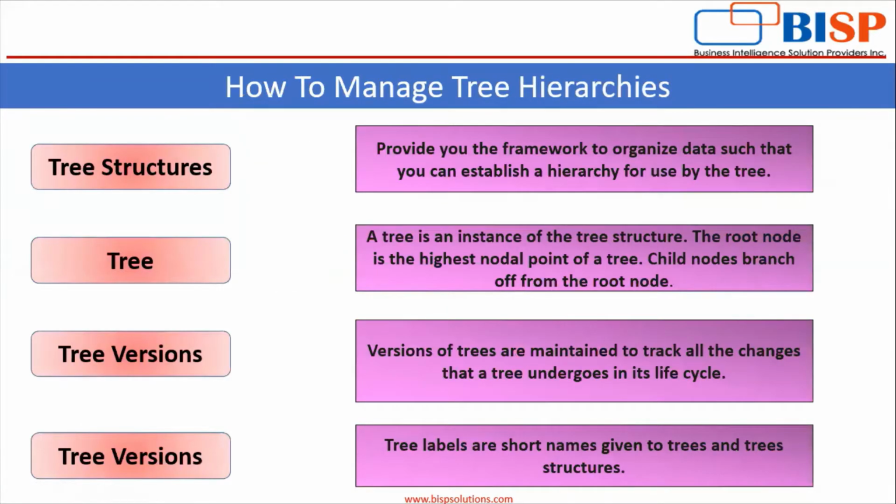Now, how to manage tree hierarchies? Tree structures provide you the framework to organize data such that you can establish a hierarchy for use by the tree. A tree is an instance of the tree structure. The root node is the highest nodal point of a tree. Child nodes branch off from the root node. Tree versions: versions of trees are maintained to track all the changes that a tree undergoes in its life cycle. Tree labels are short names given to trees and tree structures.